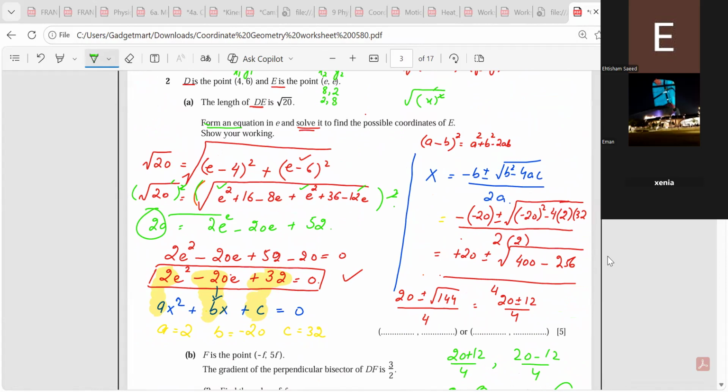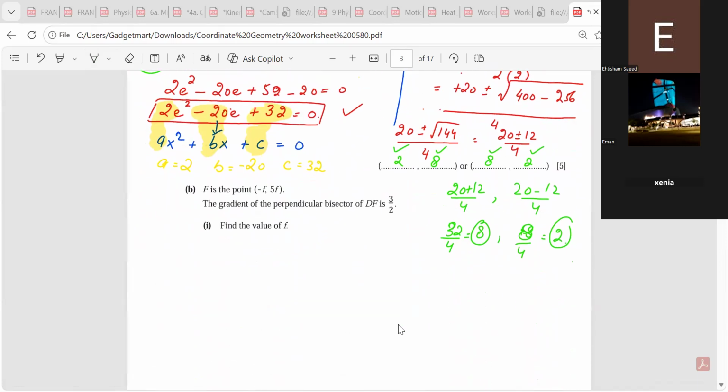ठीक है? So the coordinates will be 2 and 8 and 8 and 2. Why? Because we have found two values. So हमें पता है कि there can be x y as well and y x as well. Like इसको हम y भी ले सकते हैं, इसको x, and this can also be in the form of x, and 2 can be also y. Right? So this is your 5 marks question.